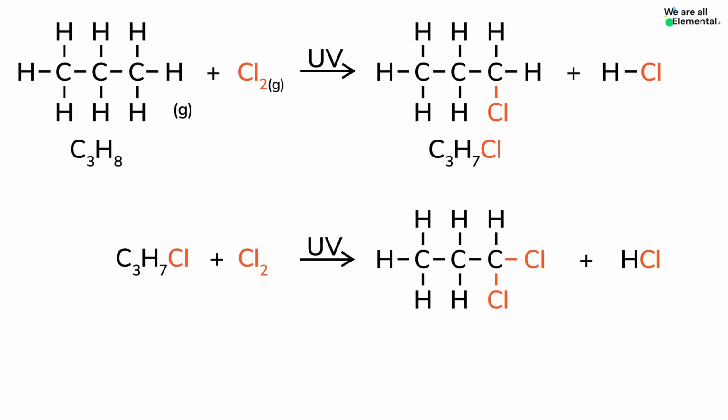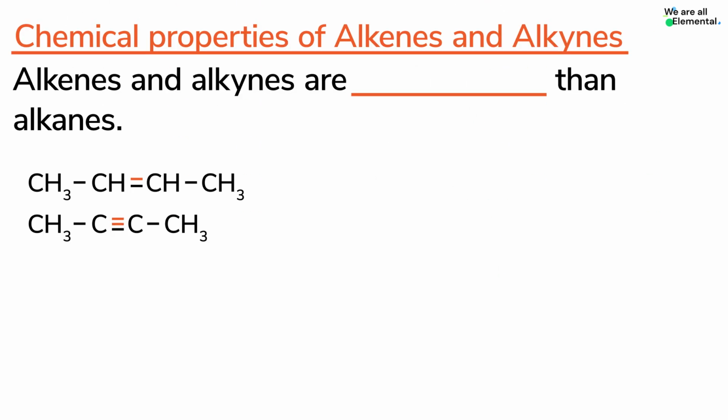Now, chloropropane further reacts with molecules of chlorine, and the reaction continues till all the hydrogens are substituted or the halogen gets used up. Now let's look at the chemical properties of alkenes and alkynes. Alkenes and alkynes are more reactive than alkanes.